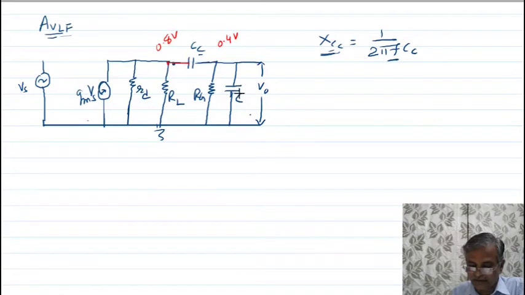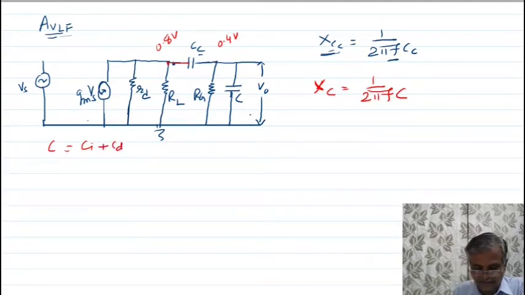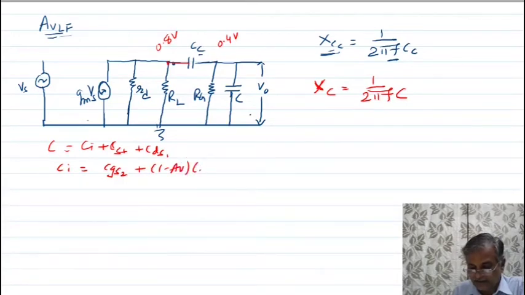Now look here, shunt capacitance. The reactance of the shunt capacitance is given by this equation. C, already you know what C is. C is nothing but Ci plus C stray, we have written, plus CDS1, and Ci is nothing but CGS2 plus (1 minus AV) CGD2.